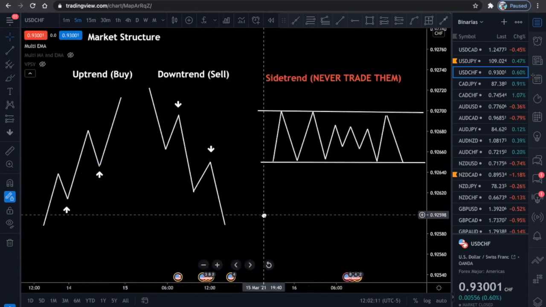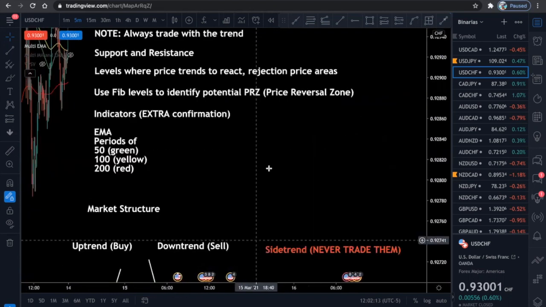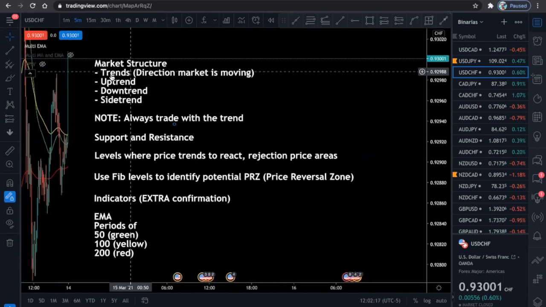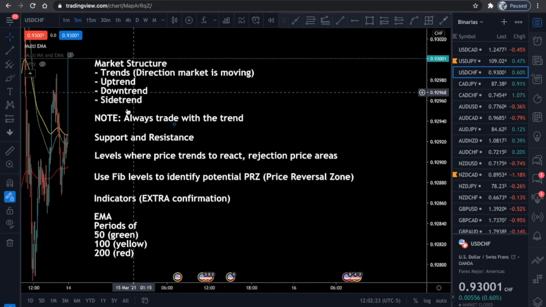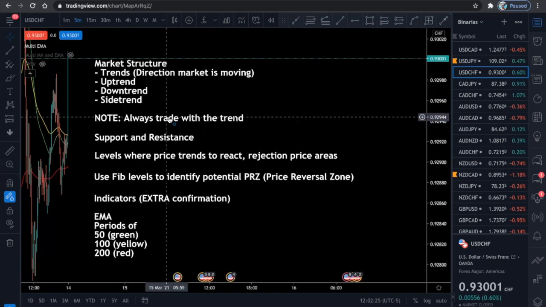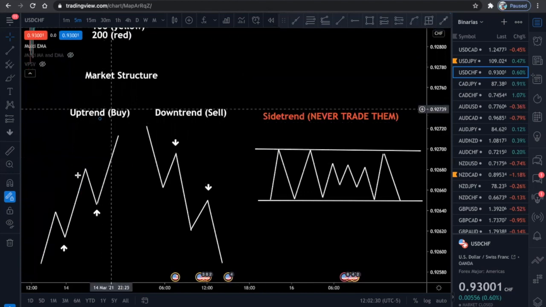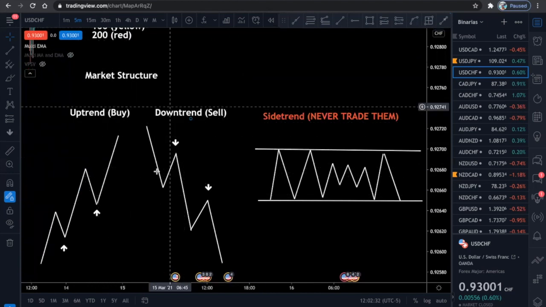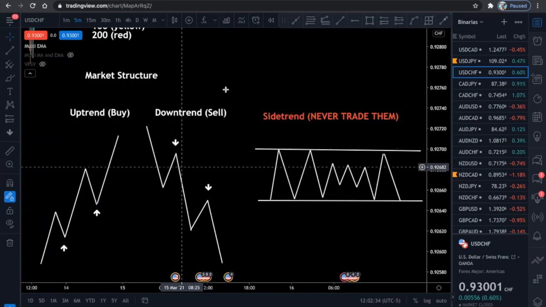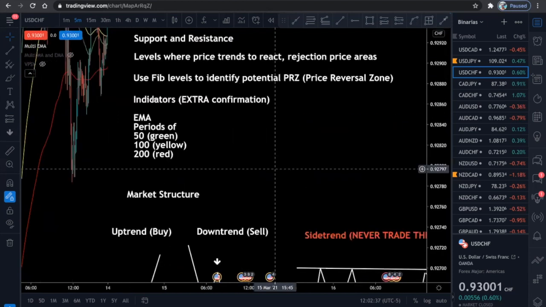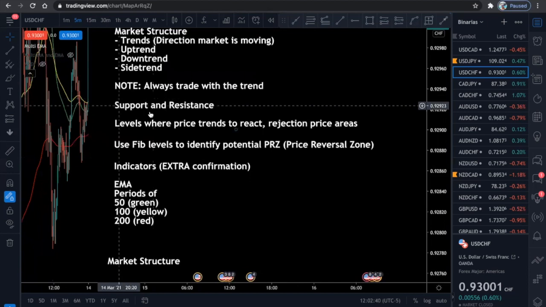Okay, so let's check our main structure again. Market structure is based on trends. Trend is the direction the market is moving. You have an uptrend, a downtrend, and a side trend. Always trade with the trend. So once I find out what my market structure is, I'm going to look to trade with that trend. Okay, then we're going to look for support and resistance.